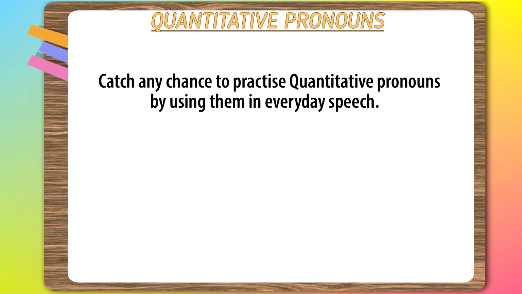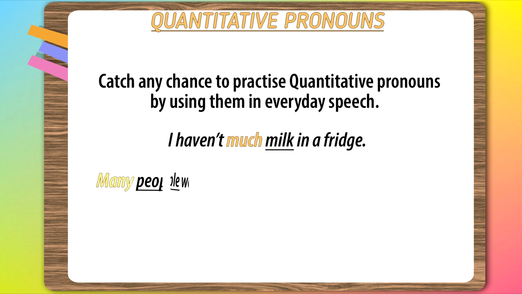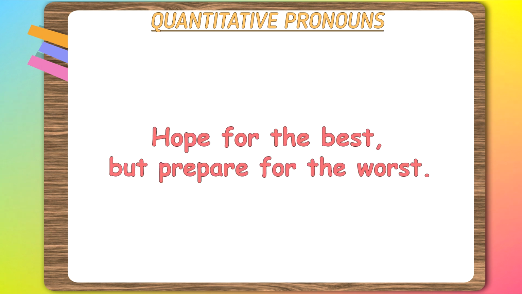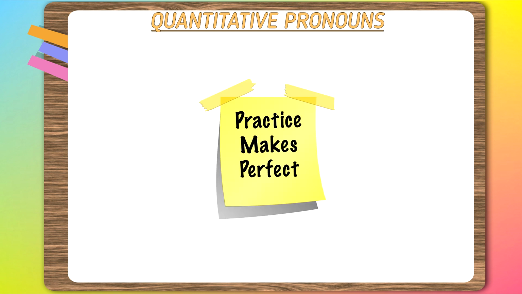Quantitative pronouns usually do not cause difficulties, and typical errors are associated with countable or uncountable nouns. Please, catch any chance to practice quantitative pronouns by using them in everyday speech. For example, I haven't much milk in a fridge. Many people would want the same bike as you have. I spent a lot of money. And finally, we remember the proverbs. They are very instructive. Hope for the best, but prepare for the worst. And most importantly, we remember that practice makes perfect.